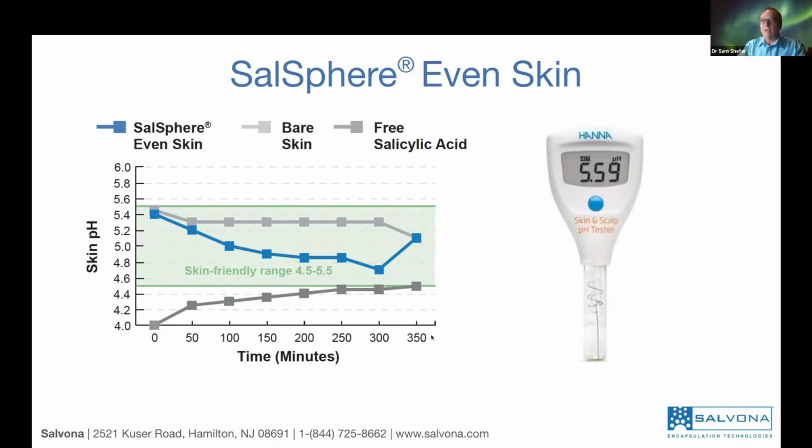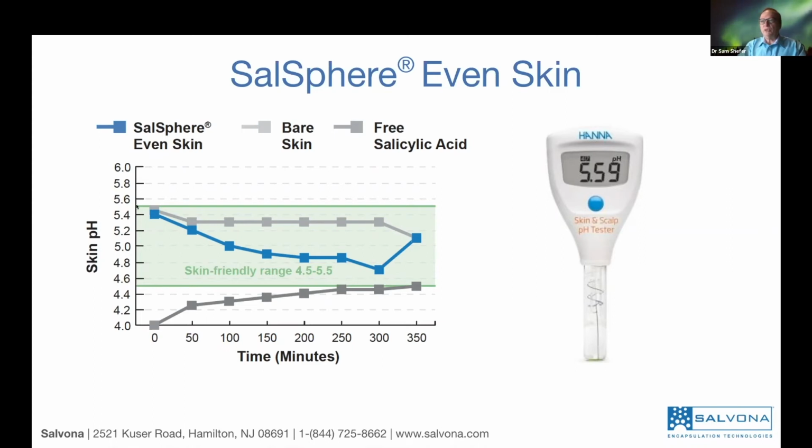So let's start by first showing you what happens if you use free salicylic acid, a commercial product that uses free salicylic acid. You apply it, the pH is about 4, and as time goes on, it climbs, and after 250 minutes it comes to about 4.5. The ideal, skin-friendly pH is anywhere between 4.5 and 5.5.